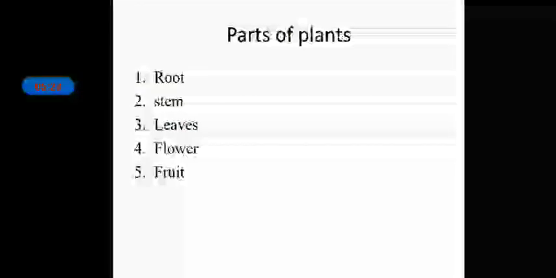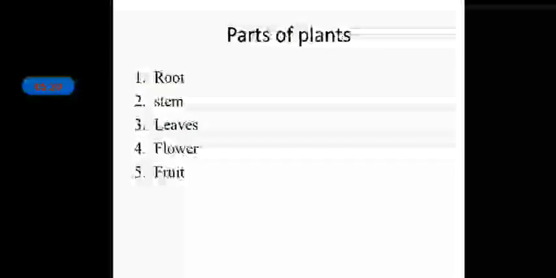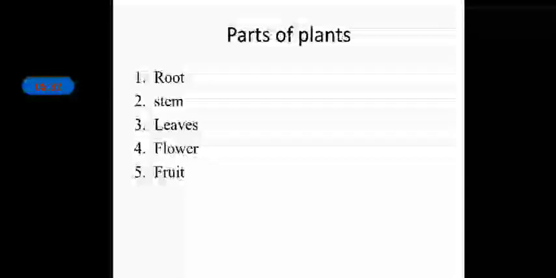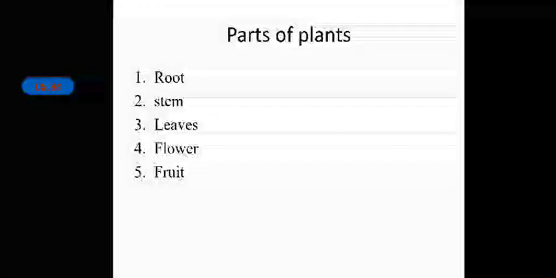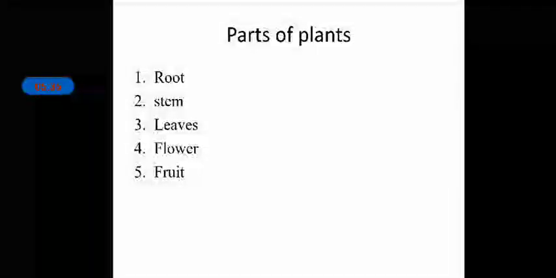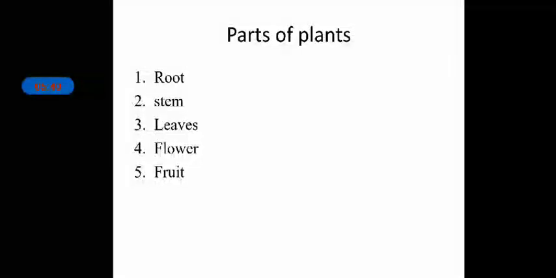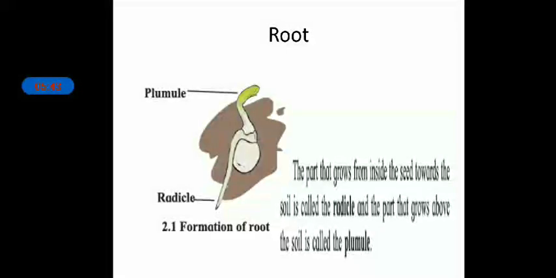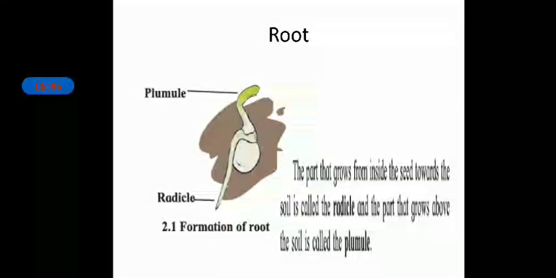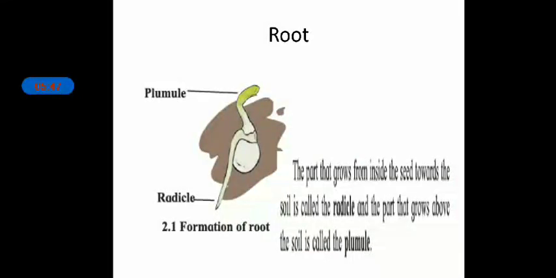We'll start with our chapter. Parts of plants. What are the parts of plants? Root, stem, leaves, flower, fruit. From that we are going to learn the first part, that is the root.